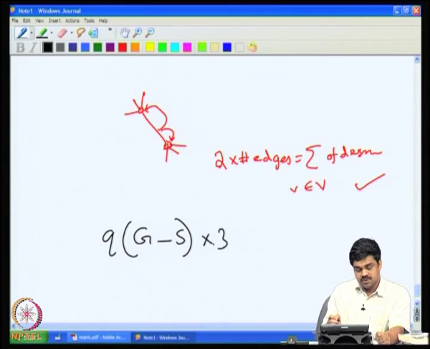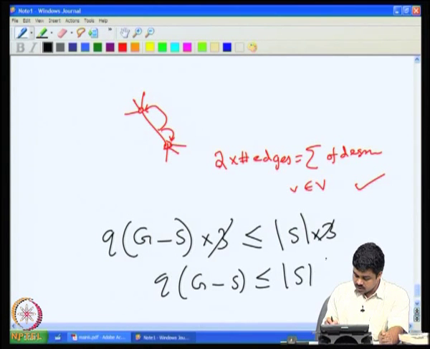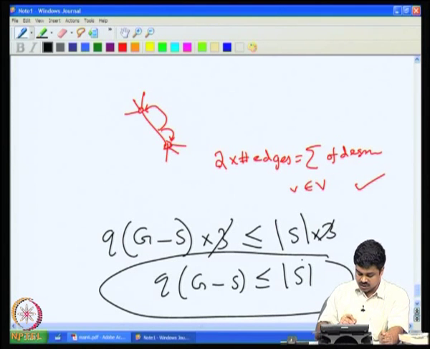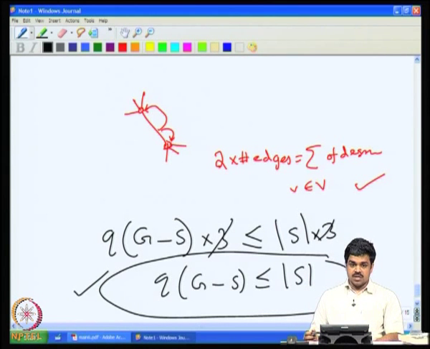edges are going into S. But then S should accept all these edges. But each vertex of S can take a maximum of 3 edges, because anyway it is a 3-regular graph. So we need the cardinality of S times 3 to be bigger than this quantity, because this many edges are coming, and only this many edges can be taken by S. So cancelling this, we get Q of G minus S is less than or equal to the cardinality of S, and this is Tutte's condition, and this is true for every set by our argument, right. So Tutte's condition is valid, so there is a perfect matching in the graph.